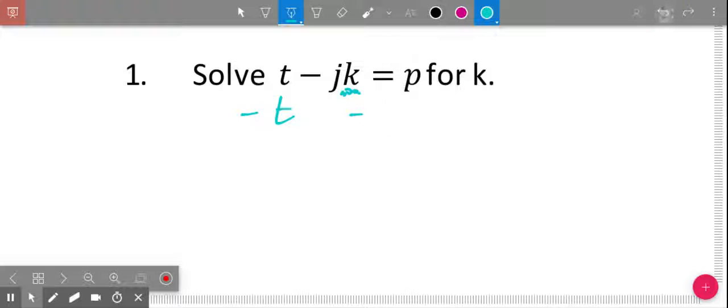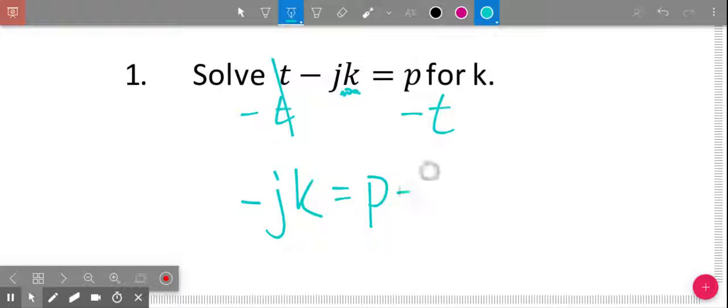Oops, I didn't write that on the right side, did I? From both sides. These t's cancel out because if I have a t and then I take it away, I have 0 t's, so they go away. All I have left is negative jk is equal to p and t are not like terms, so I cannot combine them. So I just write it as p minus t.